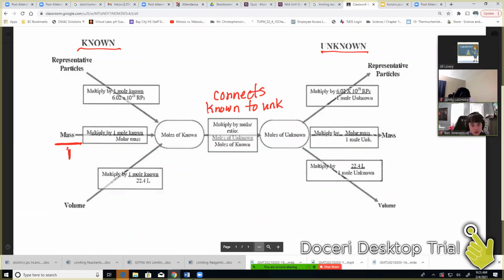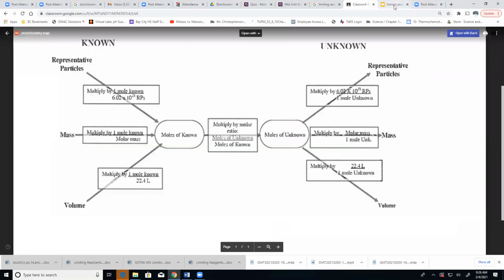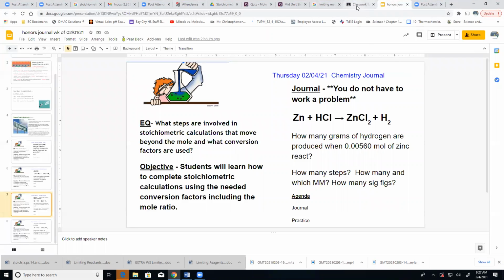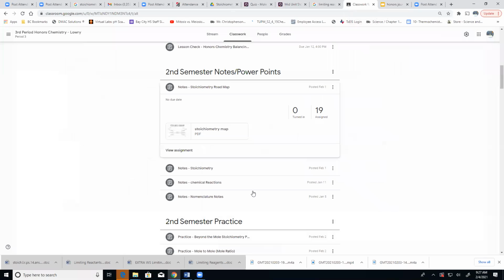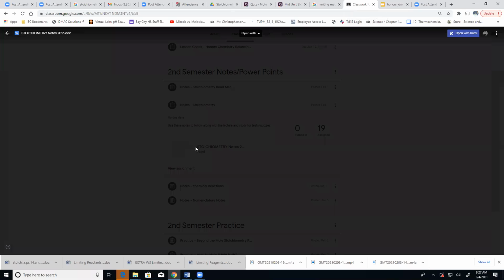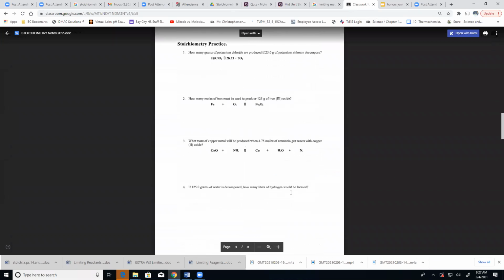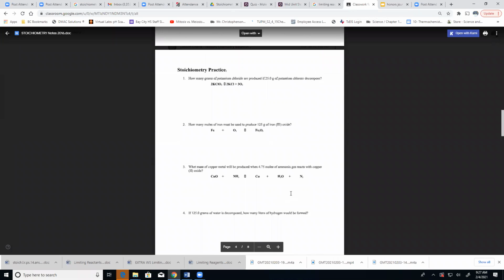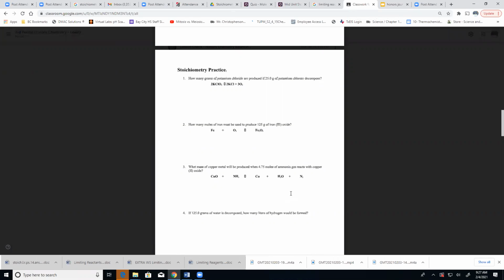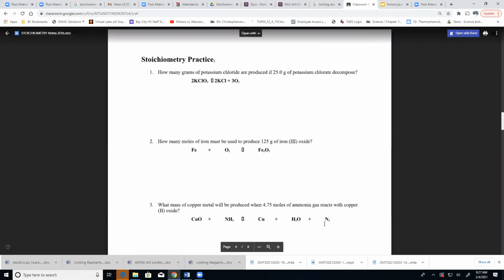If you'll look on your stoichiometry on the back, and I have to figure out how I'm going to have to work this one. All right, back to stoichiometry notes. I think there were some more practice problems back. Is that what I got? Yeah, I think so. All right, let me blow those up a little bit. Okay.